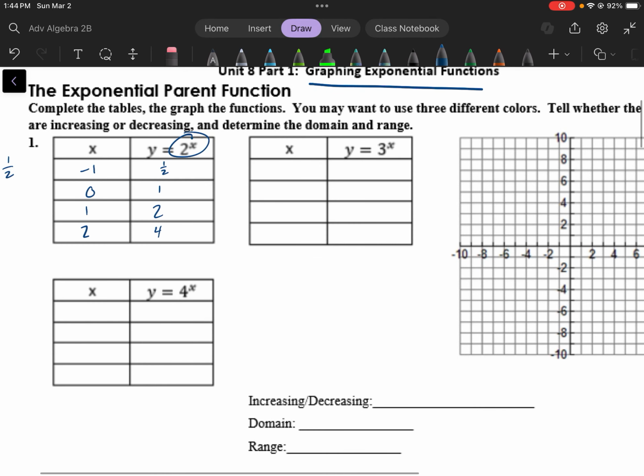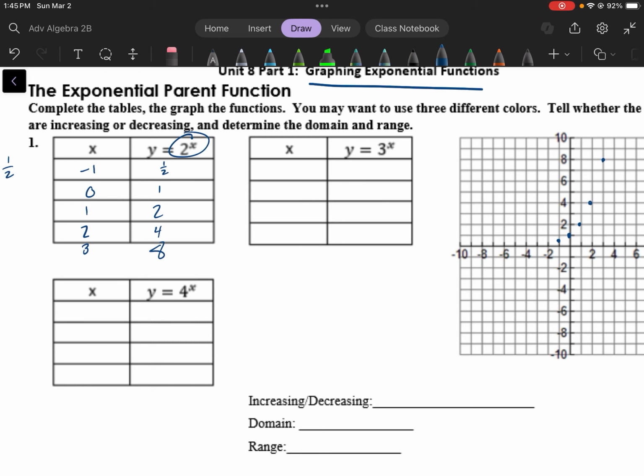So if we come over here and graph that, if I go to negative 1, I'm at 1/2, which would be about right there. And then if I go to 0, 1, that would be my y-intercept, and that's going to be a really important point that we'll talk about in a little while. And then we have 1, 2, and then 2, 4. And then even if I plug in 3, 2 to the third is 2 times 2 times 2, which would be 8. And now I'm all the way up here.